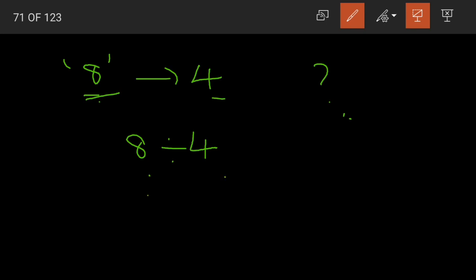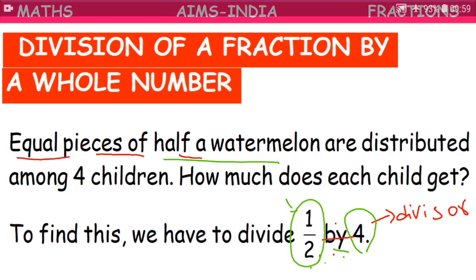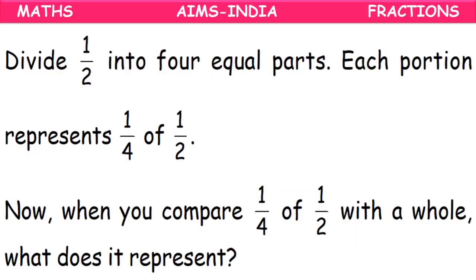In the same way, here we are having half of a watermelon. It is divided among 4 children. So the quantity of watermelon each child gets would be 1 by 2 divided by 4. Okay, so like this, if you are confused what to do, you just simply change the fraction part with a whole number and try to understand the question.